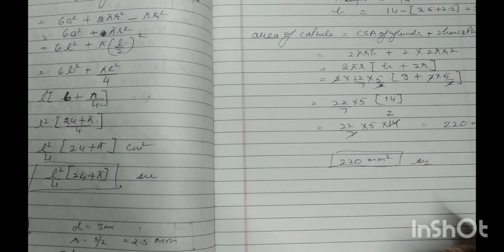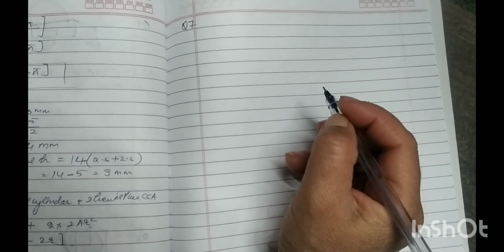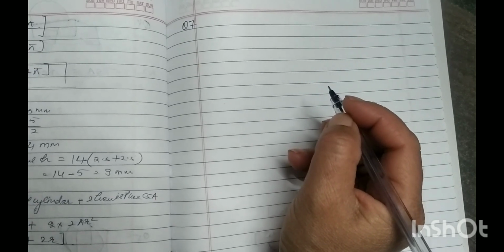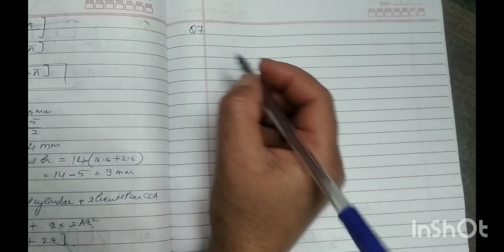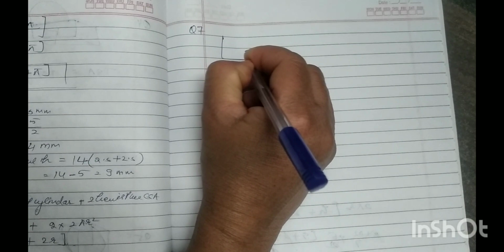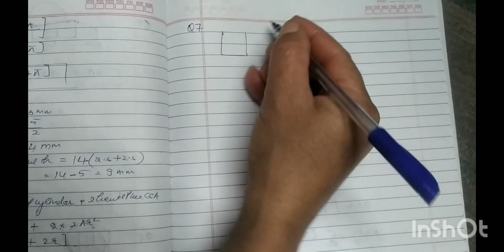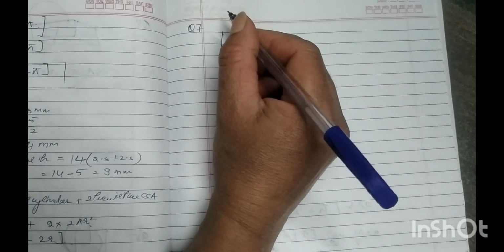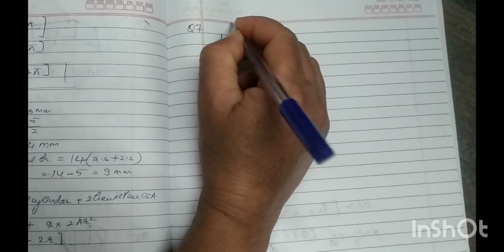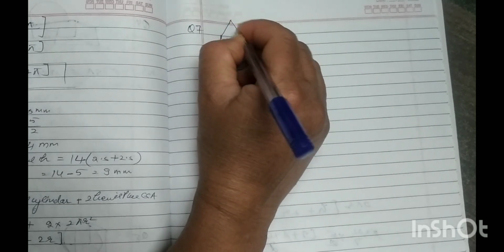Next question, question number 7. A tent is in the shape of a cylinder surmounted by a conical top.